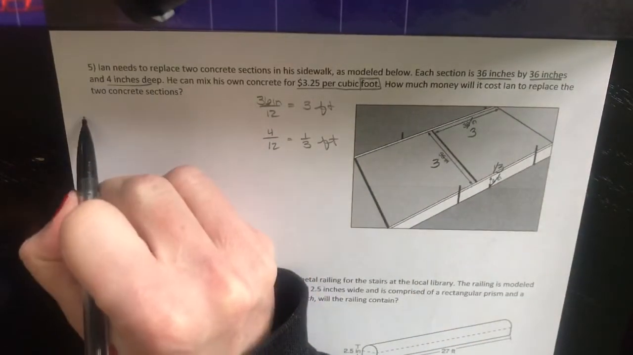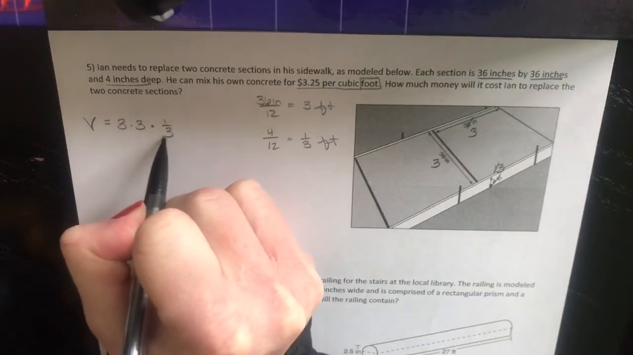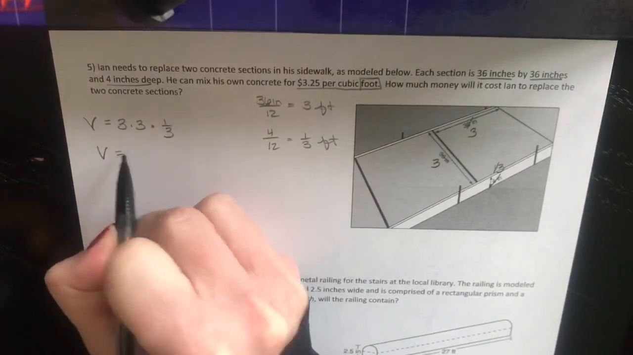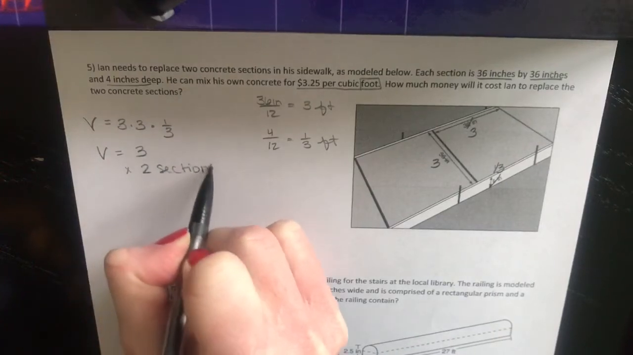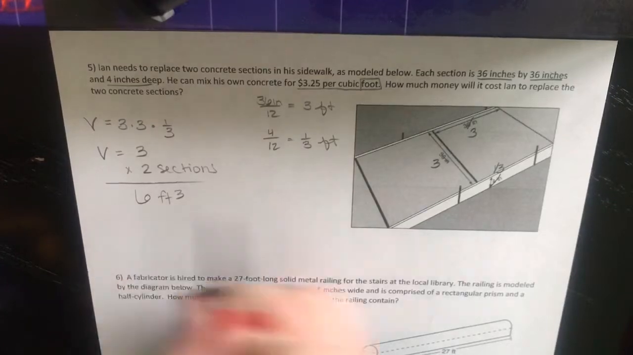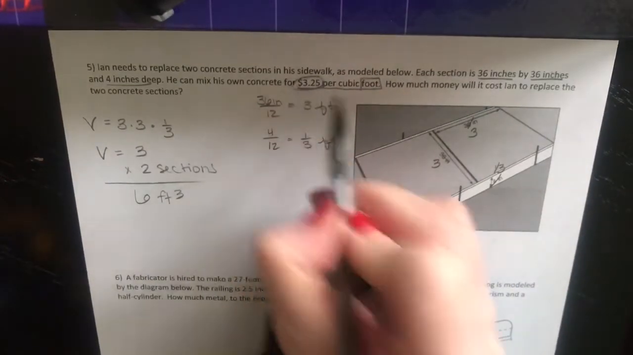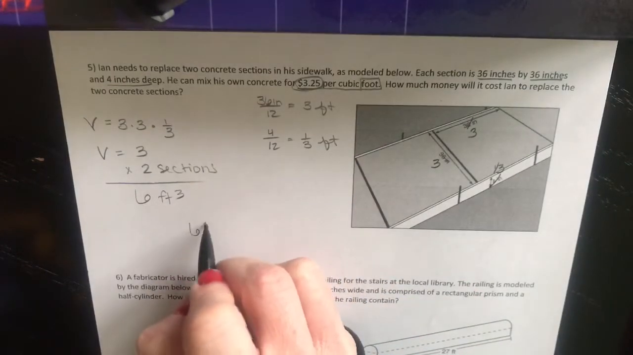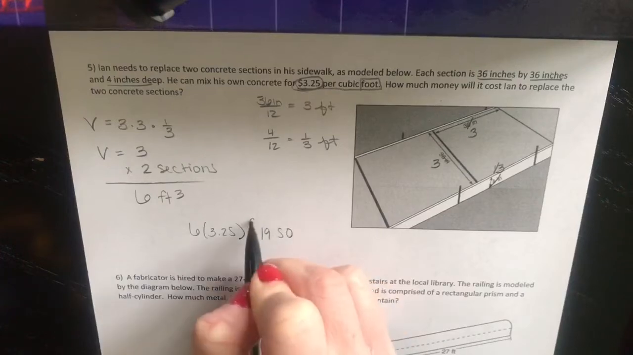Then I'm going to do the volume. Volume is length times width times height. That's going to give me 3, but there's 2 sections, right? So basically the entire volume is going to be 6 of that whole thing. This is how much it costs per cubic foot, $3.25. So I'm going to do 6 times $3.25 to get $19.50.